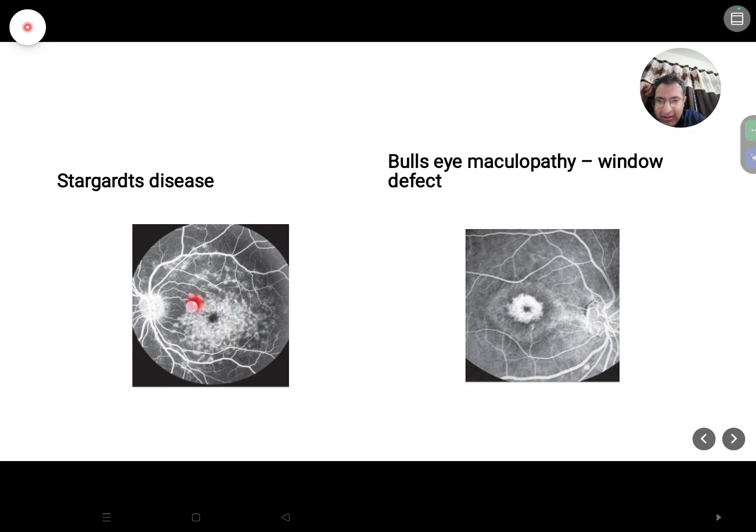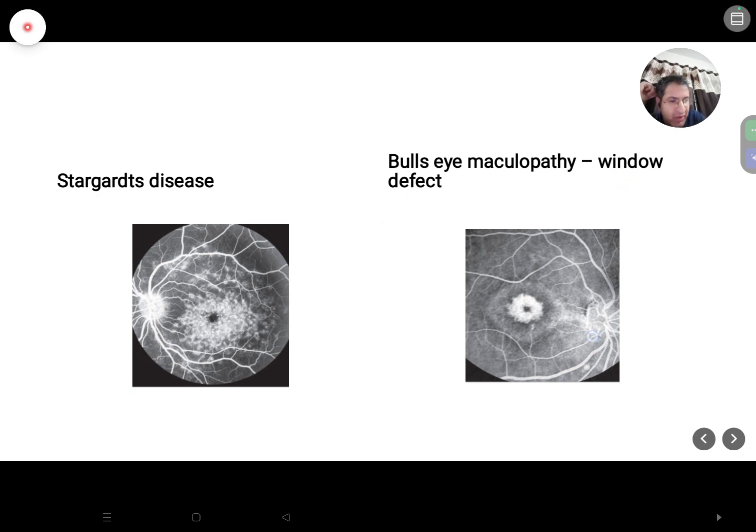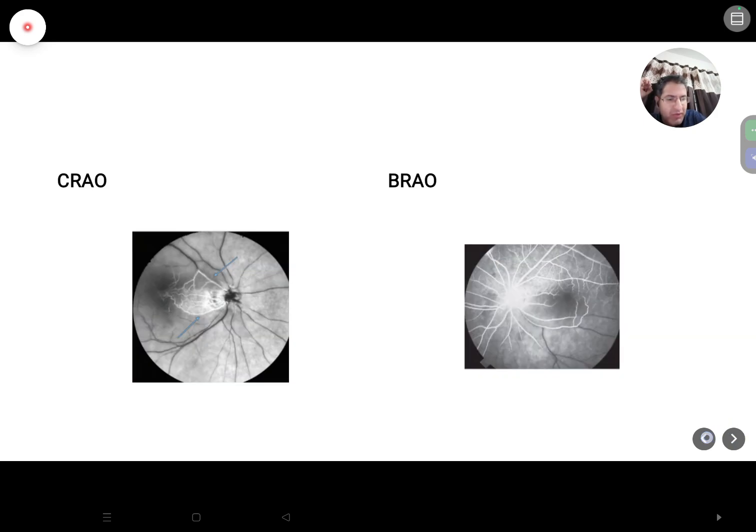Along with that, what we see is a leakage-type thing at the macula. This is not actually leakage. This is actually the window defect at the macula, which is very hyperfluorescent, and we can see the choroidal flush fast in the macular area. What is bullseye maculopathy? In bullseye maculopathy, we see a choroidal flush, choroidal hyperfluorescence, in the center because of the window defect, because of the RPE damage.